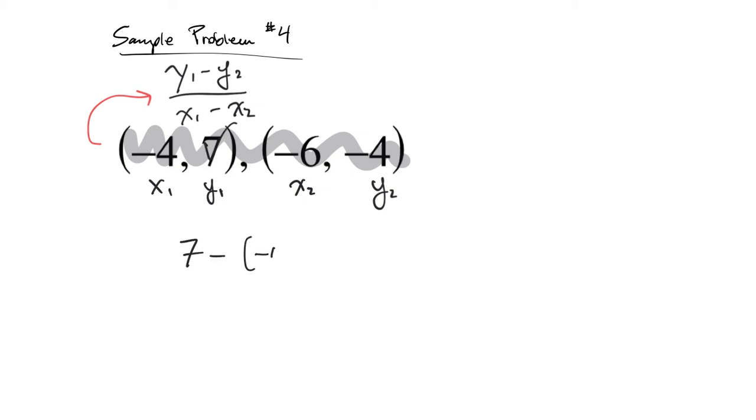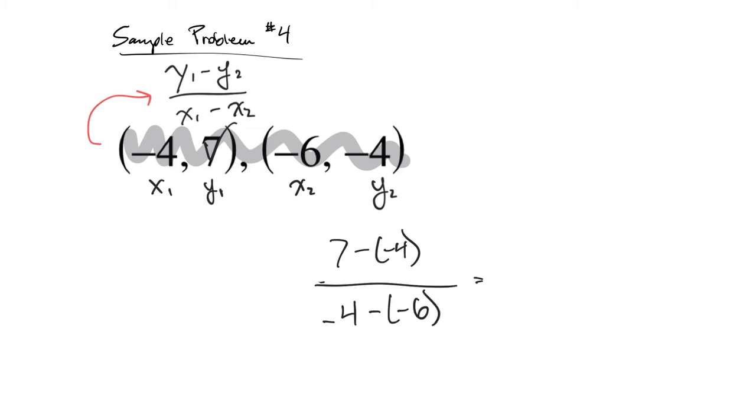Minus y2 is -4. Please use the parentheses, because otherwise you'll think you already wrote the negative, and you'll go, oh, 7 minus 4. That is not the same as 7 minus -4, and you'll see why in a second, okay? So I'm just going to shift everything over here. And then I have x1, which is -4, minus x2, which is -6. 7 minus -4 is the same as 7 plus 4. -4 minus -6 is the same as -4 plus 6, which gives me 11 over 2.